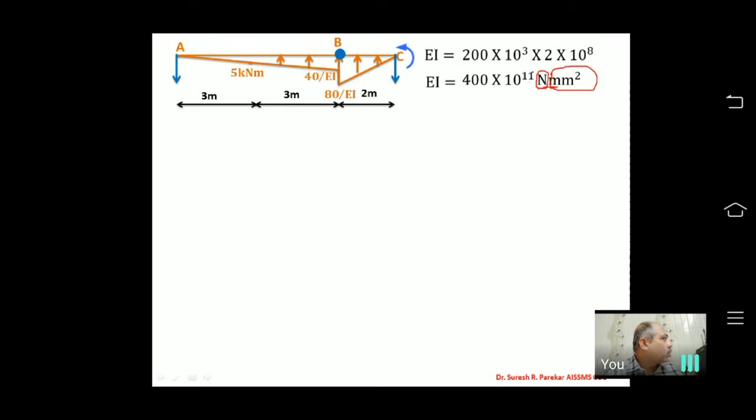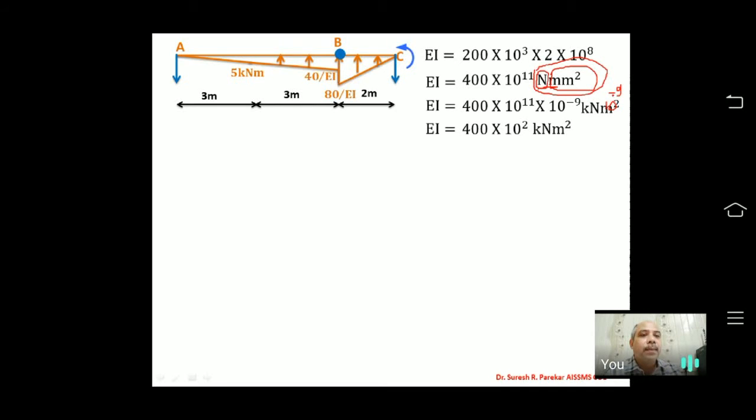So what will be the total conversion for this? I have to multiply it by 10 raised to minus 9. That is most important, 10 raised to minus 9. So then what will it be? 10 raised to 11 and 10 raised to minus 9. You can see over there, and I will get this value as 400 into 10 raised to 2, which is 40,000 kilonewton meter square. This unit plays an important role, and you should know how we are going to calculate it.